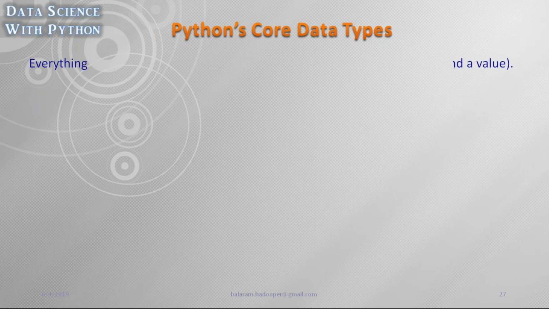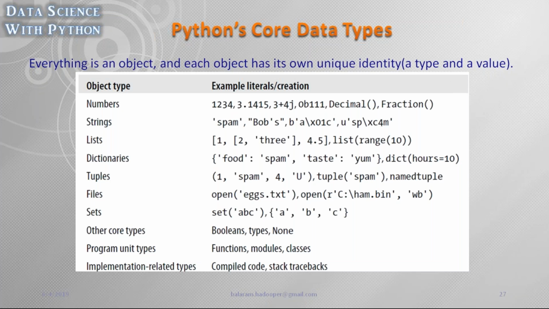Now, the core data types: numbers, strings, lists, dictionaries, tuples, files, sets, Boolean types, and functions. We will discuss all of them. We will not cover modules, classes, and compiled code stack. Remaining we are covering, because for data science, these are required. This is Python for data science.